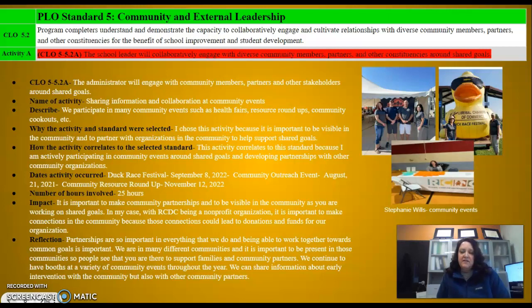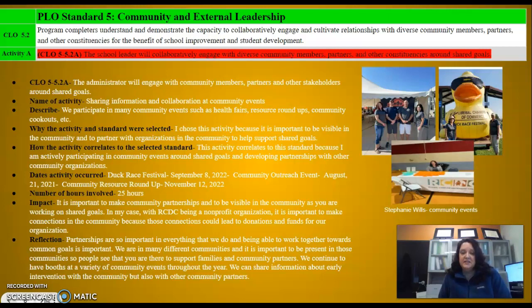The hours for those events actually probably add up to 3 or 4 times this, but I put down 25 hours for this. The impact it has is it's important to make community partnerships and to be visible in the community as you are working on shared goals.